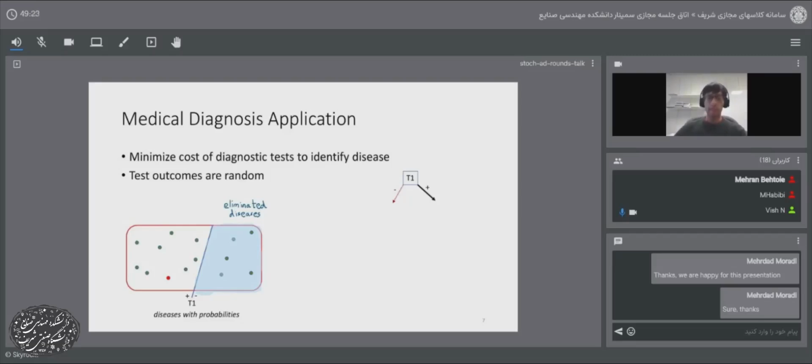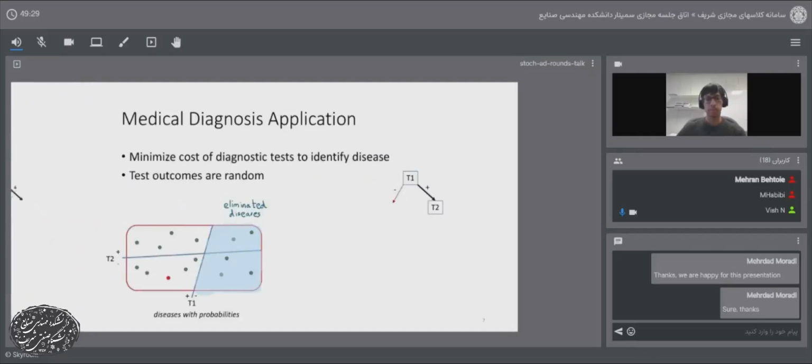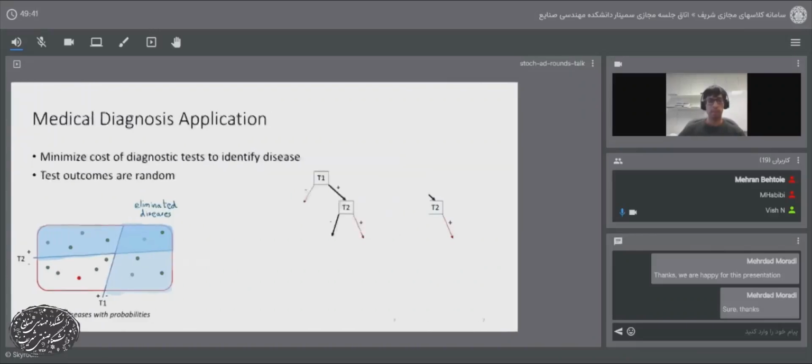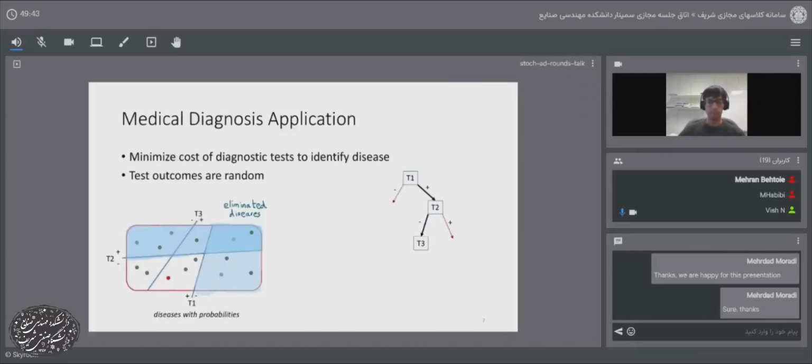Now that we have a smaller set of candidate diseases, we could choose the second test appropriately. And let's say we choose this test number 2. We observe an outcome of negative, and again, that eliminates some further diseases. And then we decide to perform test number 3. Test 3 again eliminates some diseases.